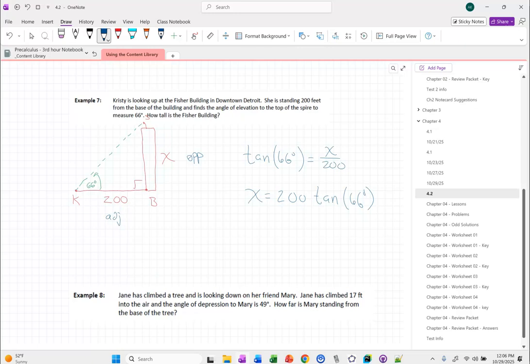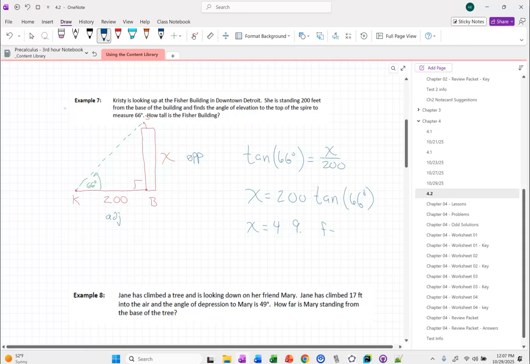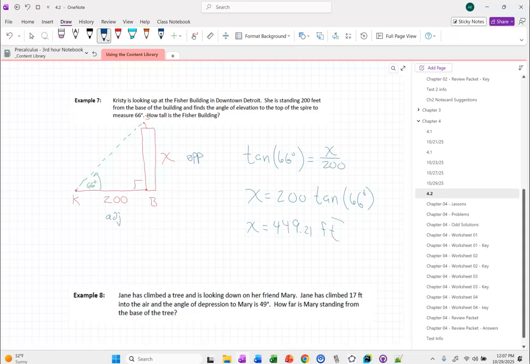So when you do 200 times tan 66 in your calculator, what do we get here? 449.21 feet. That sounds good. The hardest part about this was drawing the picture, right? Once you have the picture drawn, it's just a right triangle trig problem. No big deal.